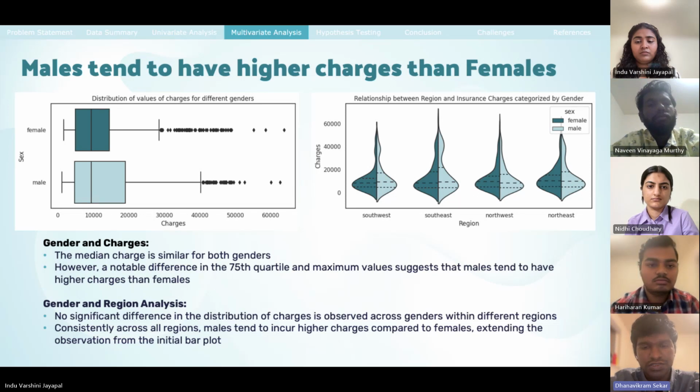And we also brought region into this context. To consider all 4 variables, we used a violin plot. And from the second plot, we can see even in all the regions, the median value remains fairly similar. And in all regions, males tend to have higher charges compared to females. So moving over to next slide.